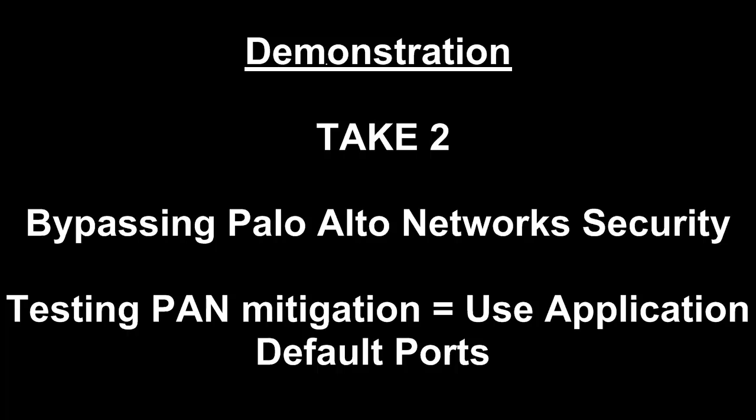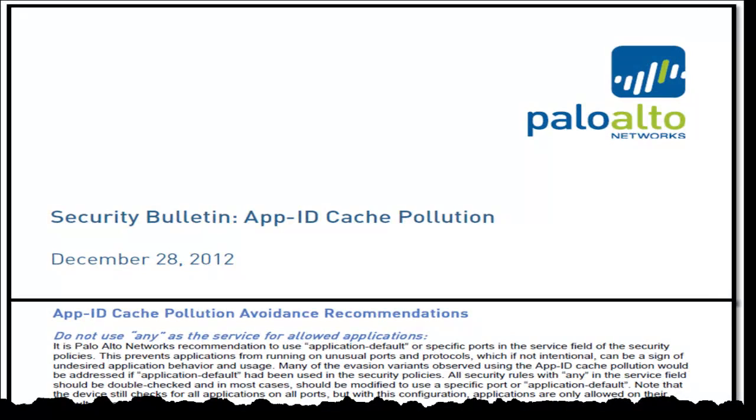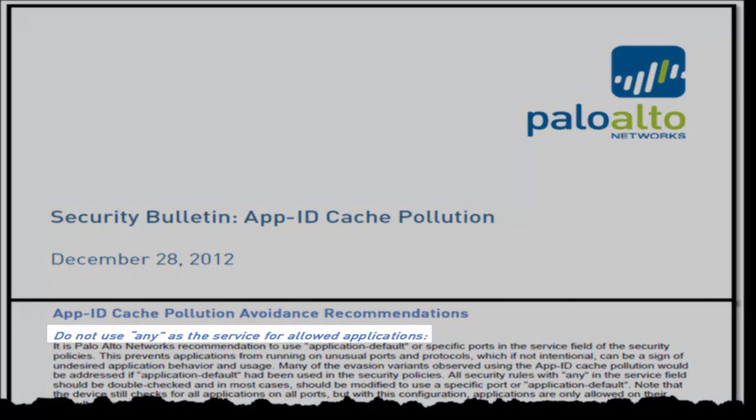This video tests the latest Security Bulletin recommendation from Palo Alto Networks. In this bulletin, they recommend to only allow applications with default ports to mitigate the App ID cache poisoning security bypass. In their words, do not use any as the service for allowed applications.